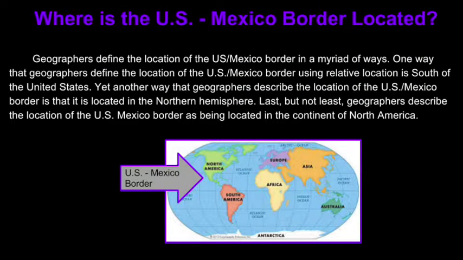Geographers define the location of the U.S.-Mexico border in a myriad of ways. One way that geographers define the location of the U.S.-Mexico border using relative location is south of the United States. Yet another way that geographers describe the location of U.S.-Mexico border is that it is located in the northern hemisphere. Last, but not least, geographers describe the location of the U.S.-Mexico border as being located in the continent of North America.